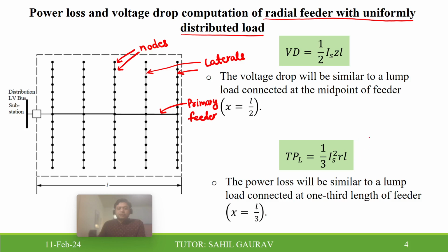This power loss is given as per phase power loss. If they are asking about three phase power loss, then you should multiply this by 3. Then you will get the total power loss. Any doubt till here, Dharmender? Another one, Sangeeta.